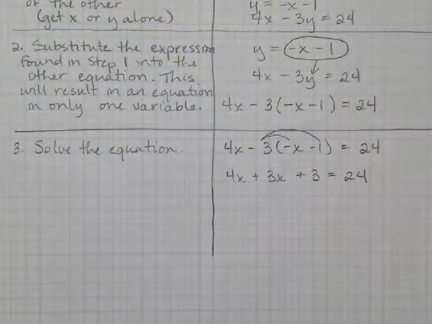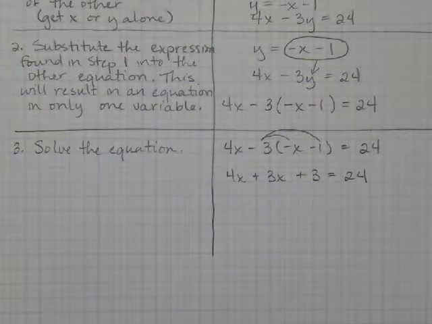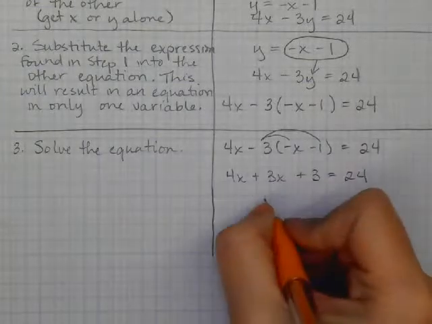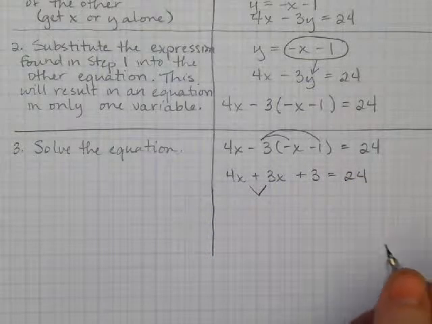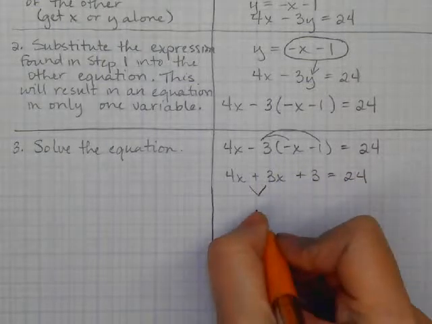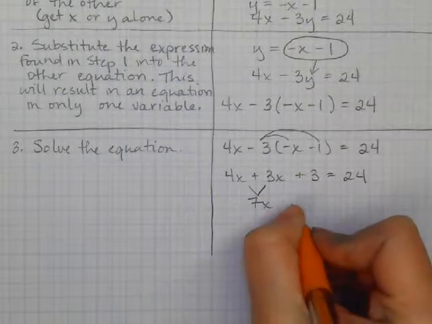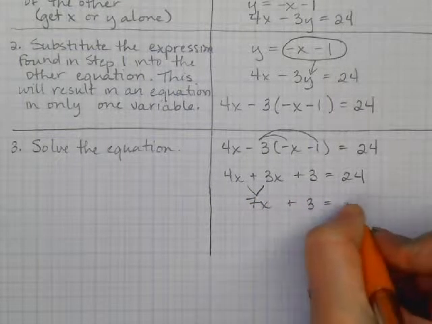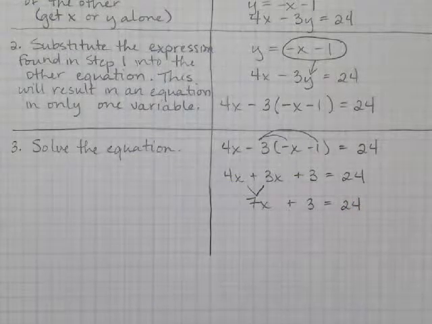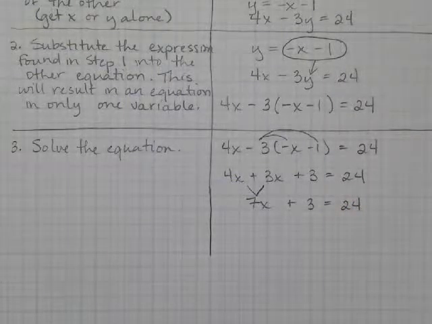So can I just combine 3 and 24? What do I need to do? You need to add 3? No, we're not going to divide. We need to get that 3 to the other side. So I'm going to subtract 3 from both sides. Sorry if that wasn't clear. So I'm left with 7x equals 24 minus 3 is 21.